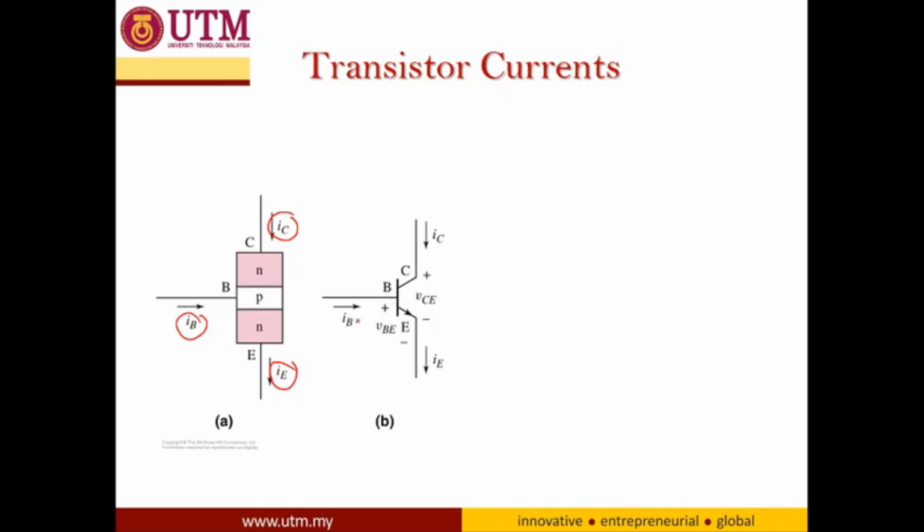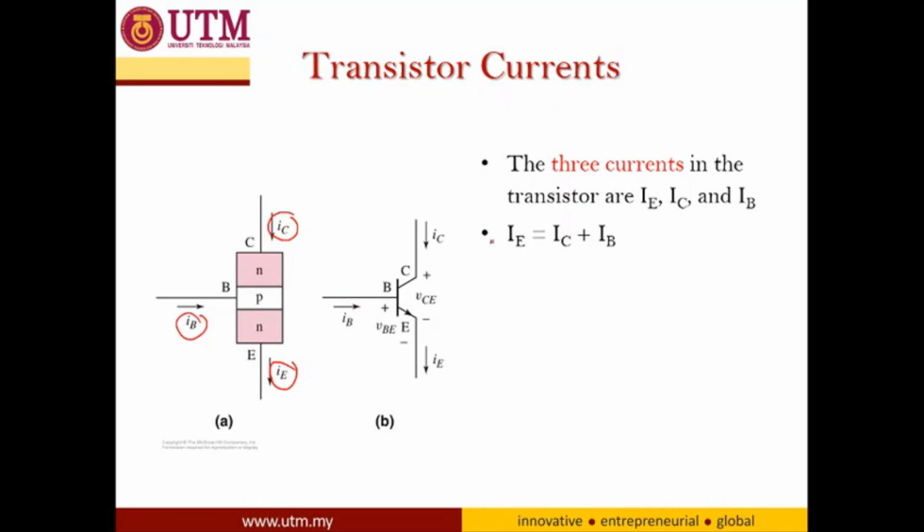So here you have the transistor currents. You have three transistor currents: IE, IC, and IB. This is the relationship between IE, IC, and IB. IE is equal to IC plus IB.